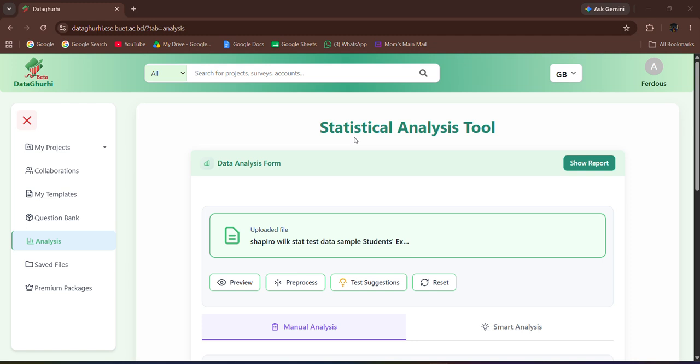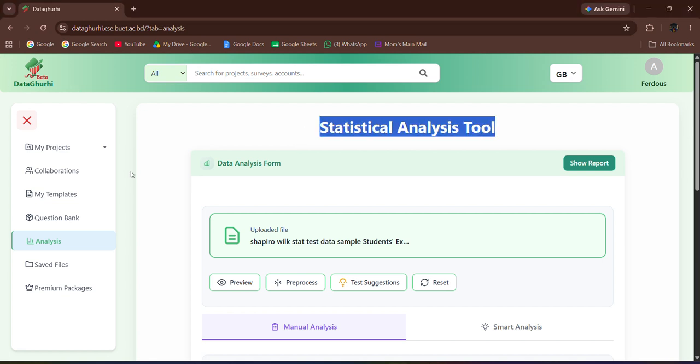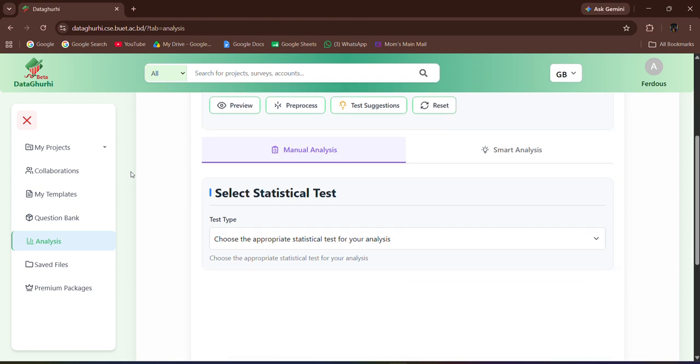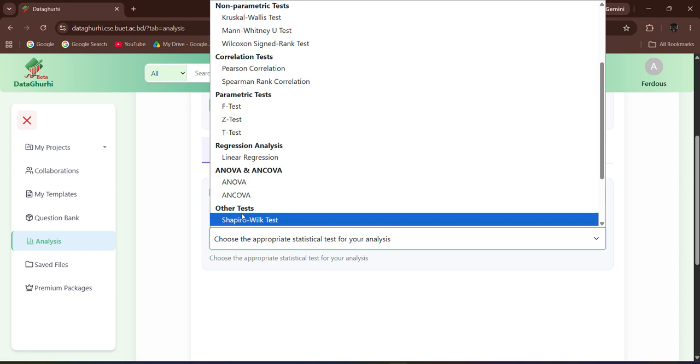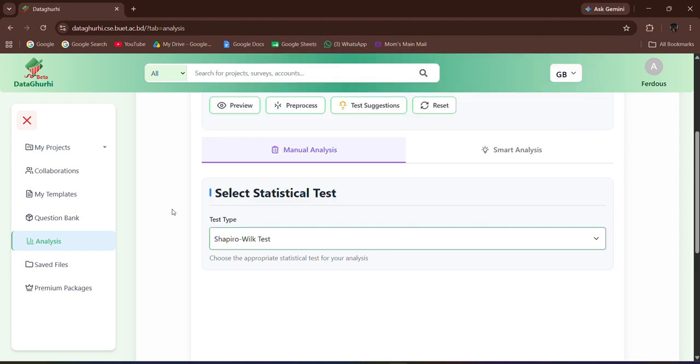I will explain a statistical test called the Shapiro-Wilk Test from the Statistical Analysis Tool of Datatab. What is the Shapiro-Wilk Test? It is a statistical test used to determine whether a numerical dataset follows a normal distribution.